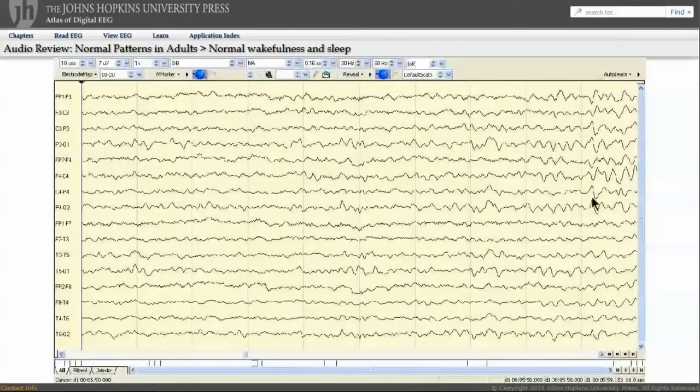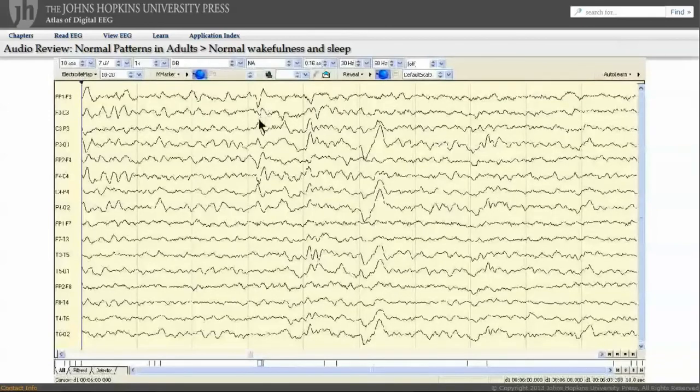At this point, towards the end of this segment, we can see a phase reversal at C4 and at C3. This is a vertex sharp wave. Vertex sharp waves are seen at the end of stage 1 sleep, but also persist in stage 2 sleep and later on.